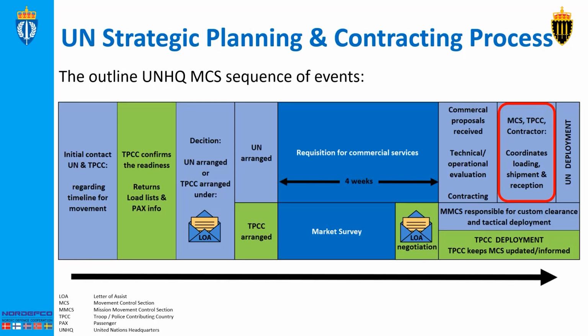United Nations Headquarters Movement Control Sections may deploy a movement control specialist to assist the troop or police contributor in the preparation and loading of contingent-owned equipment and personnel. Once all this is in place, the United Nations arranged movement will finally begin. This process is repeated for all elements of the deploying forces, advance party, the main party, etc.